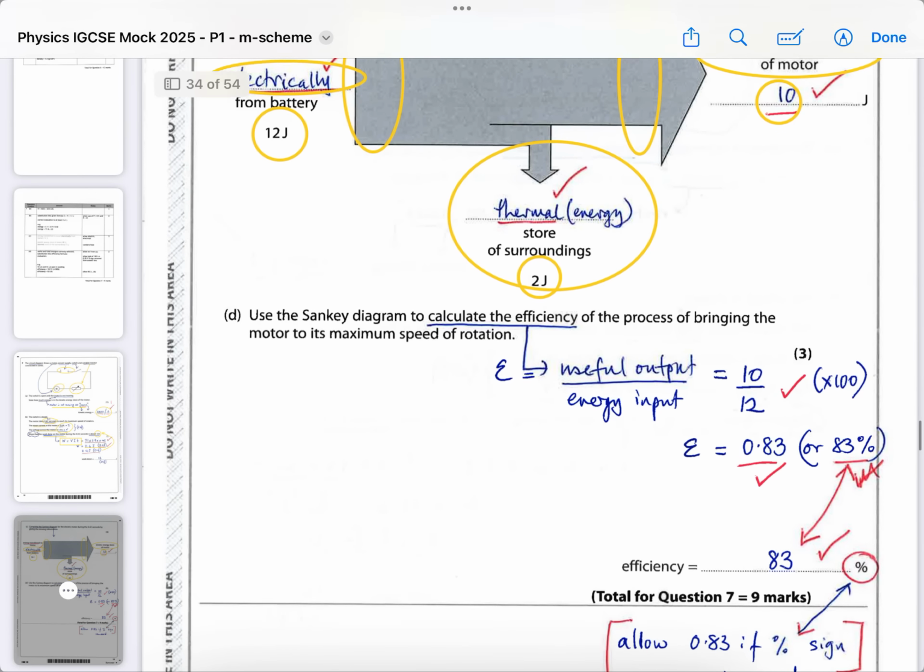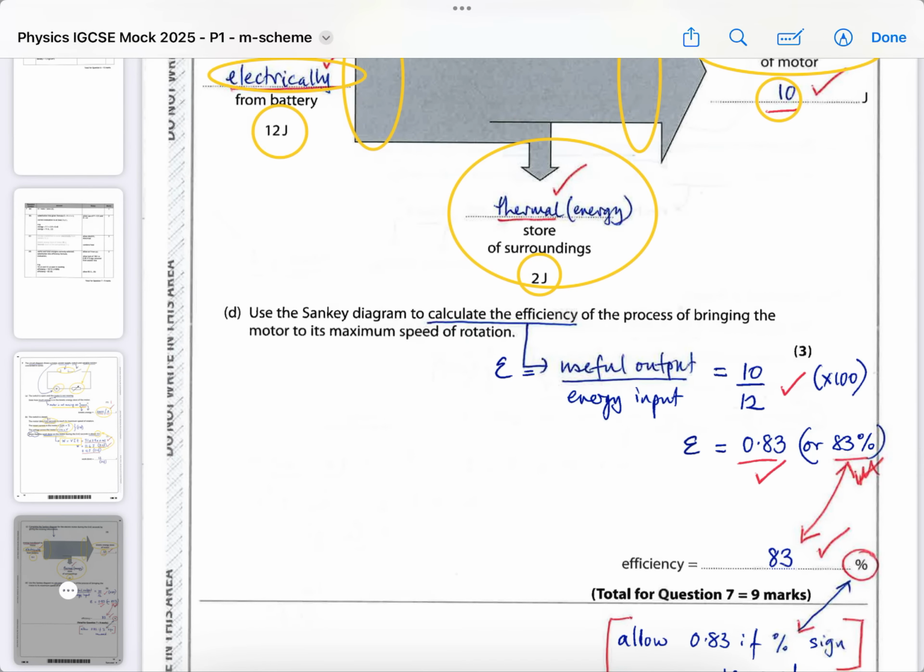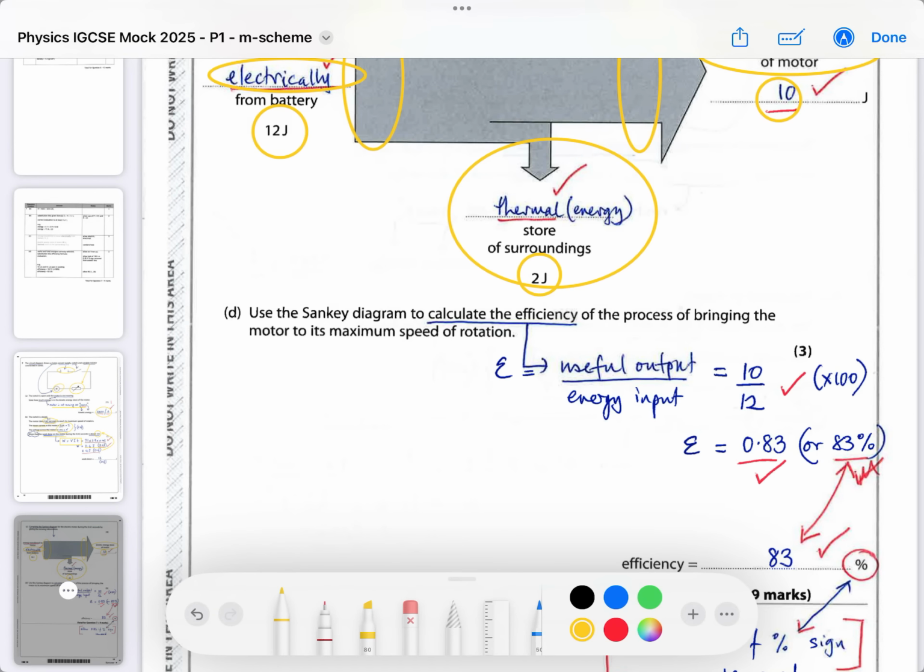So use the Sankey diagram, it says, to calculate the efficiency. Well, the efficiency is the useful output divided by the energy input. Well, the energy input was from the battery, so there's the energy input, 12 joules, and the useful output was the kinetic energy, that's what you wanted. So that's 10 joules, so you divide 10 by 12, and you should multiply it by 100, although you don't have to, but in this case, if you see down here, they want the answer as a percentage.